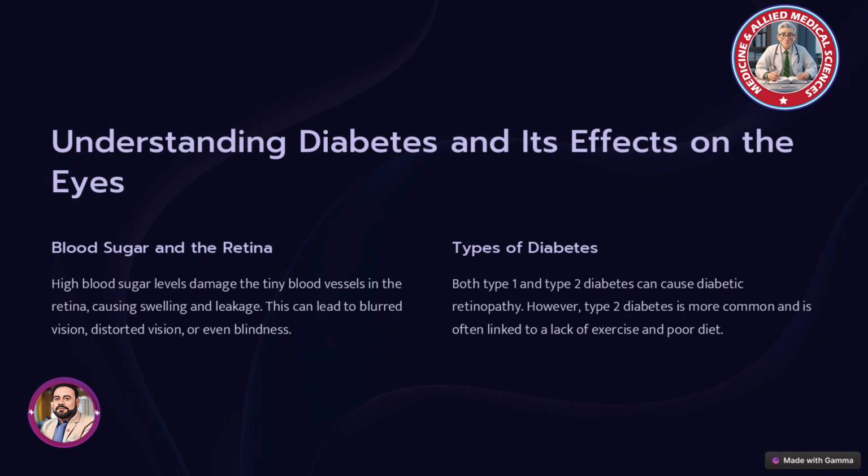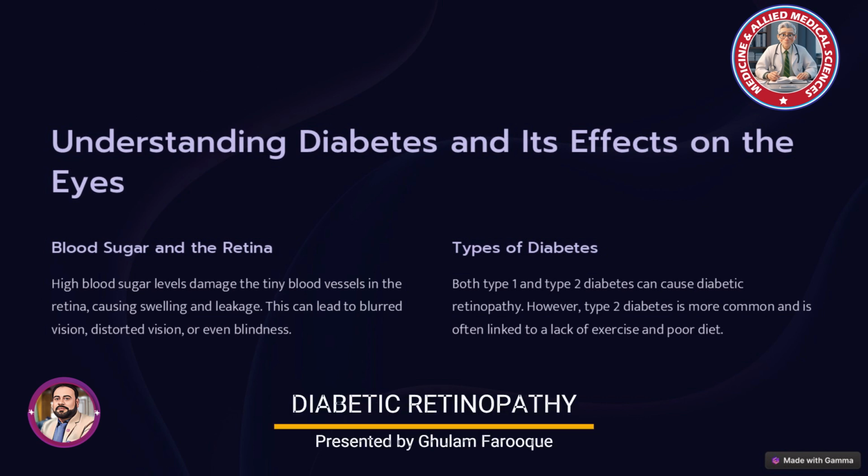Types of diabetes. There are two main types of diabetes, both of which have significant effects on the eyes. 1. Type 1 diabetes. Type 1 diabetes is an autoimmune condition where the body's immune system mistakenly attacks and destroys the insulin-producing beta cells in the pancreas. As a result, individuals with type 1 diabetes are unable to produce insulin, a hormone essential for regulating blood sugar levels.